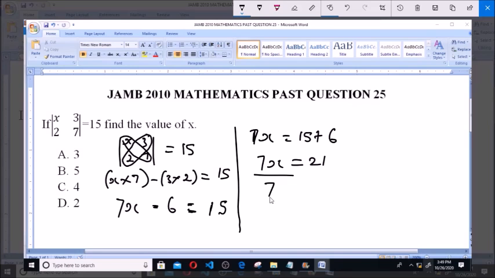Now divide both sides by the coefficient of x, which is 7. So I have 7 here 1 and 7 here 3. So x is equal to 3, which is option A. So the value of x in this matrix is 3.